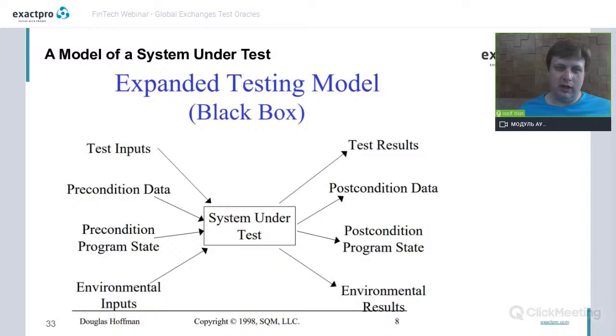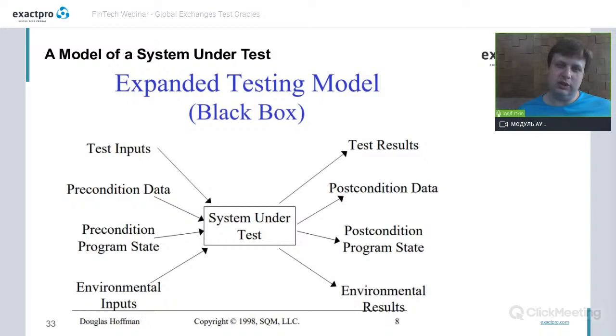So, what can be a precondition program state? First of all, we already discussed it can be the state of the order book, whether we do have any resting orders or not. It can be the market phase, whether we are in continuous trading or in the auction. Precondition data can be reference data. So, what are the instruments? What are these instrument settings, etc. Post condition: what can happen if we submit an order that is too aggressive? The market can go into the auction, or it can be halted for some time.